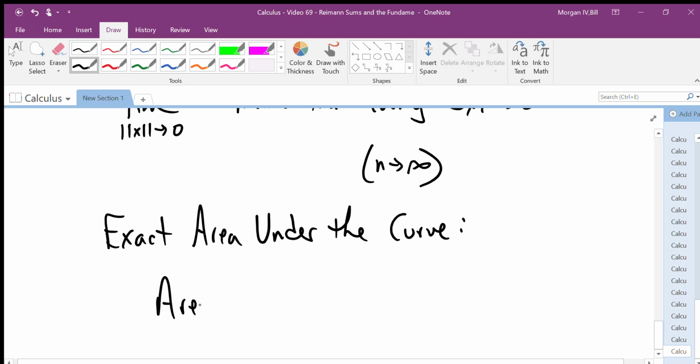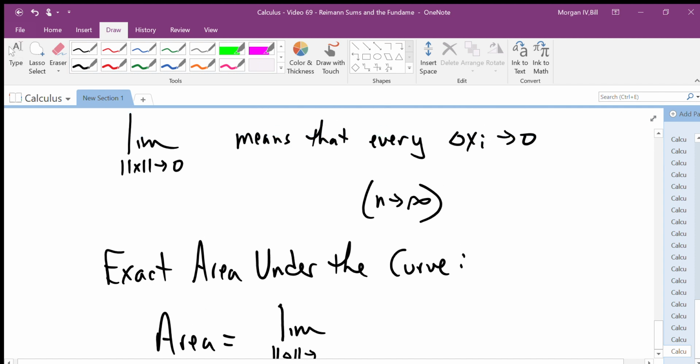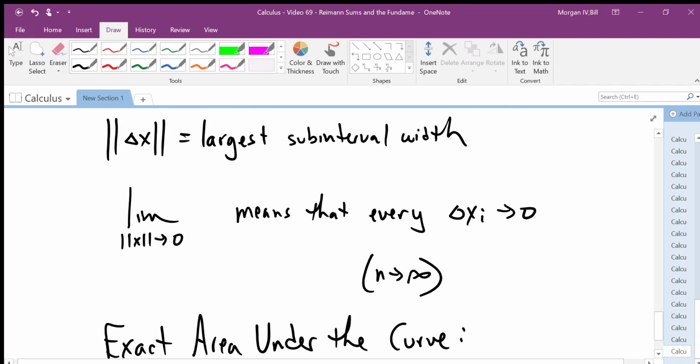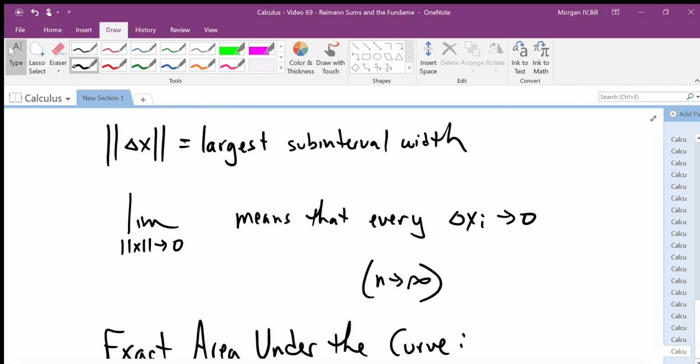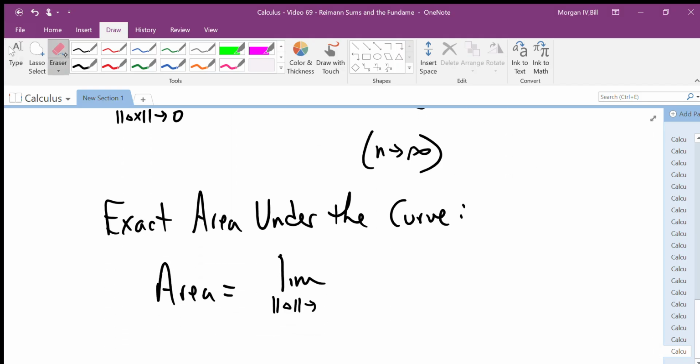area is equal to the limit as the largest subinterval goes, I forgot my delta. Sorry about that. Delta x, the largest subinterval. And in this case, I forgot my x. Kind of lost each part of that there. The delta x goes to 0. The largest subinterval goes to 0.